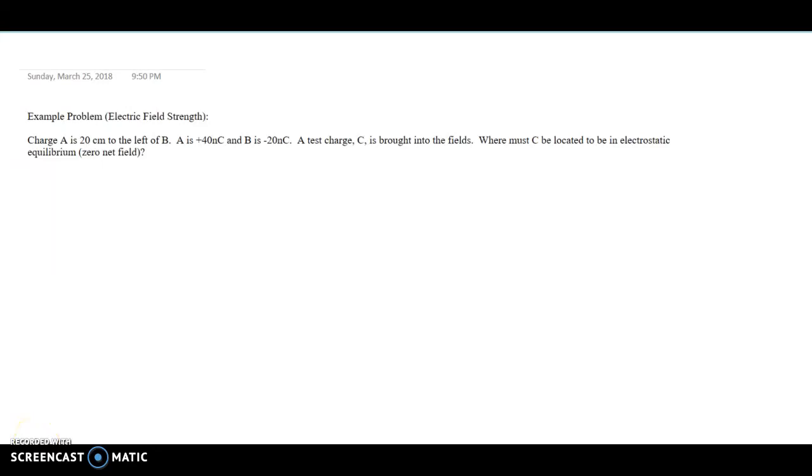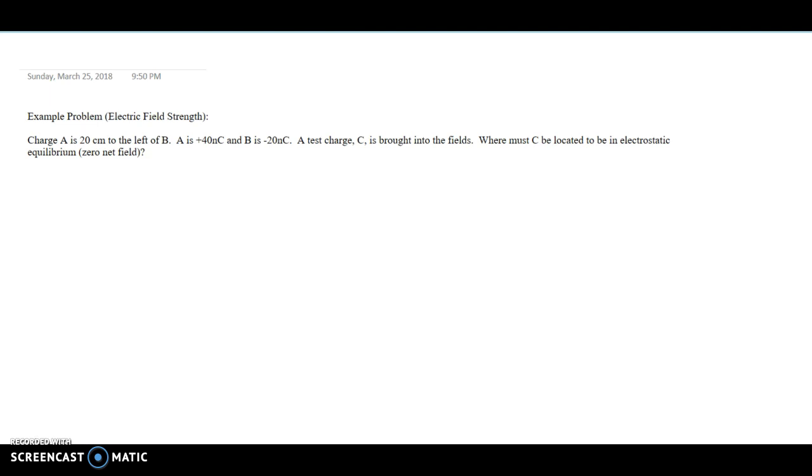Hey guys, I'm going to work out an example I did in class as an in-class problem set. This was number 4 on the day we did last week. The question says charge A is 20 centimeters to the left of B. A is positive 40 nanocoulombs and B is negative 20 nanocoulombs. A test charge C is brought into the fields. Where must C be located to be in electrostatic equilibrium or have zero net field?